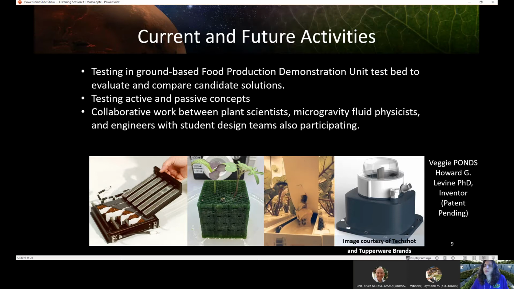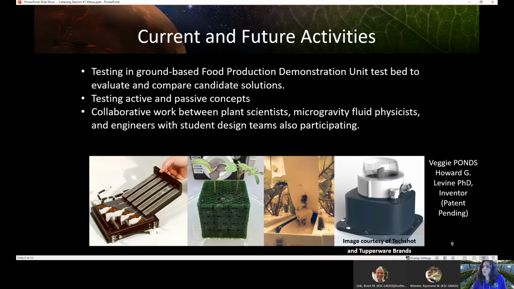And we've done some really interesting work with microgravity fluid physicists. This is the community that's figuring out how to move liquid fuel to engines without gravity, but they're also helping us to figure out how to move water and gases, oxygen, to plant roots. And so with their advice and design ideas, we're testing new concepts in microgravity. We've been working with student engineering design teams.